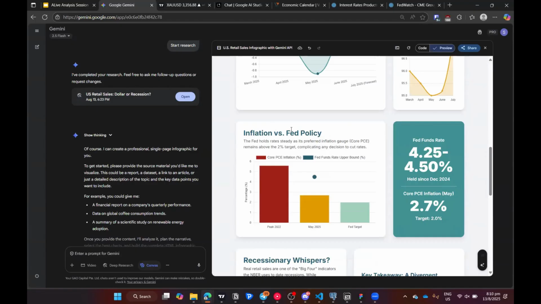Okay, so inflation versus Fed policy. Usually in times like this, you see a continued decrease in inflation. At its peak, your core inflation was around 5.5%, and then in May, 2.7%. The Fed target is 2%. This is the healthy core inflation that the Federal Reserve is looking at. But right now we're at 2.7%. Still quite a distance from 2%, but I think this is much healthier than where we were in 2022.